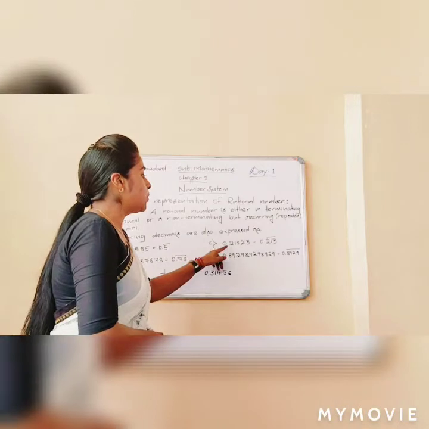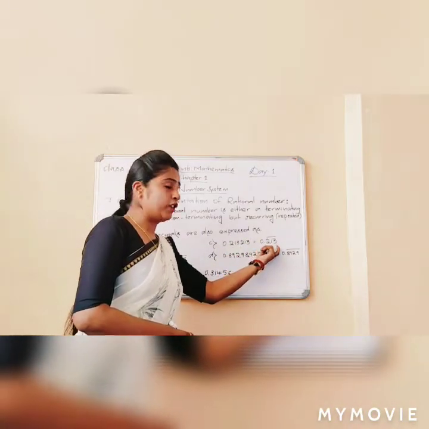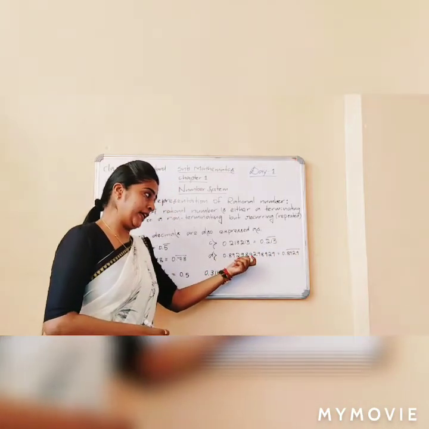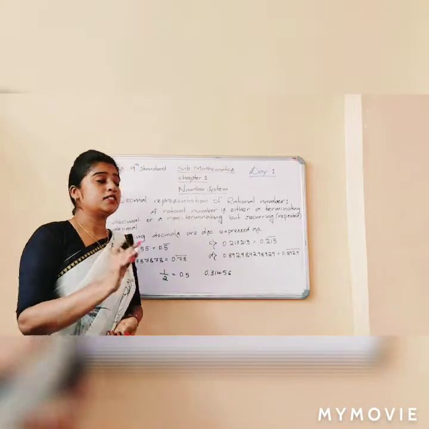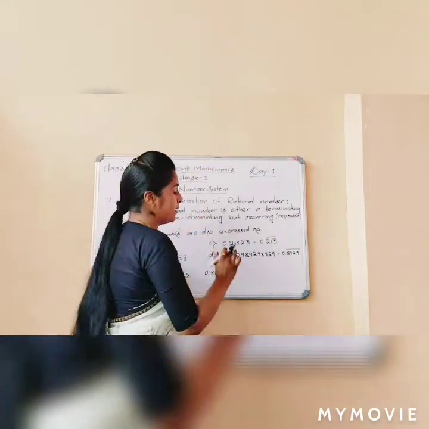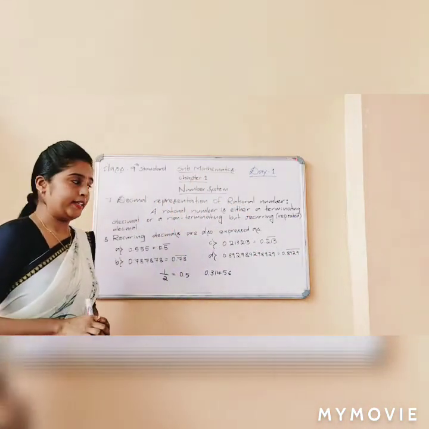In the same way, 0.213213. The bar should be kept for 213. In the same way, 0.8929. Here again, 0.8929 bar. That is, the bar should be kept for 8929.